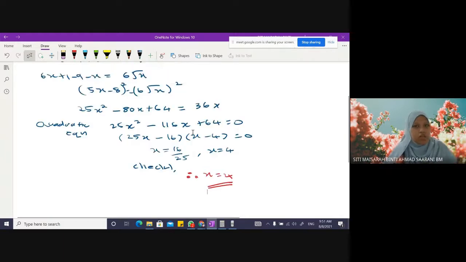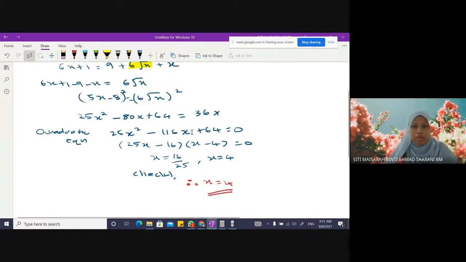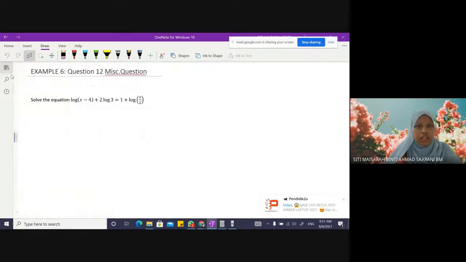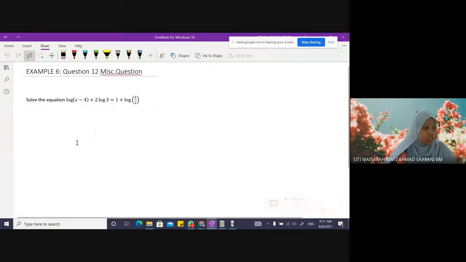Okay, cara dia awak kena check lah, kena ganti balik dalam original equation. Ingat lah, se-equation kena check answer. Okay, next we move to example solving log equation. So this is question from miscellaneous question 12, question plus.